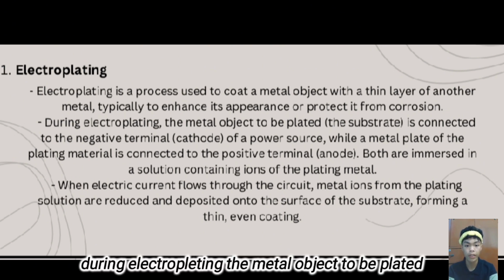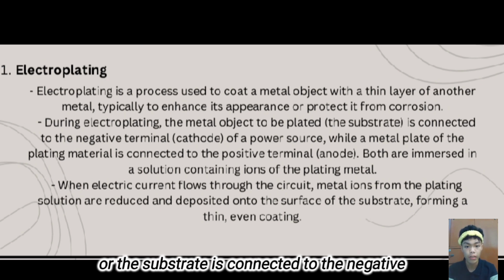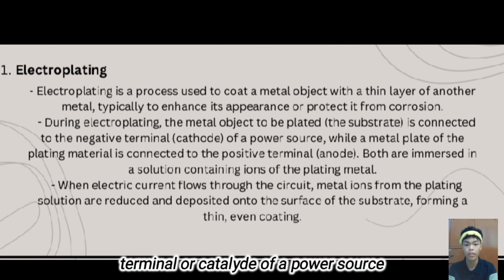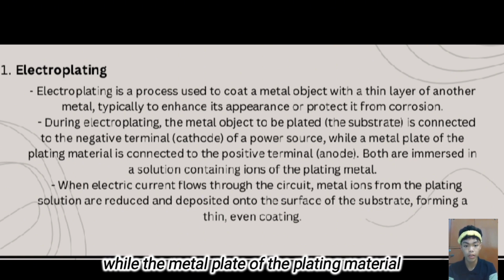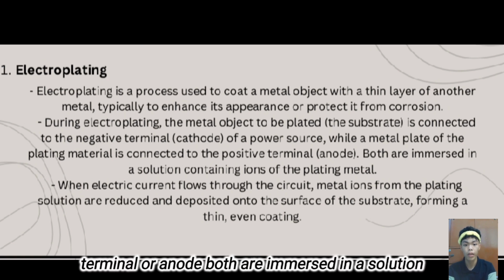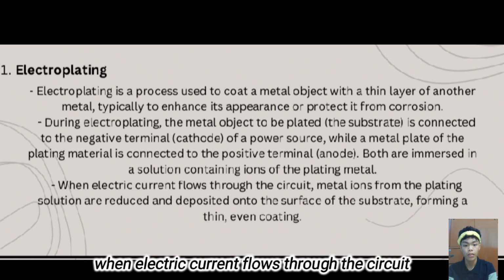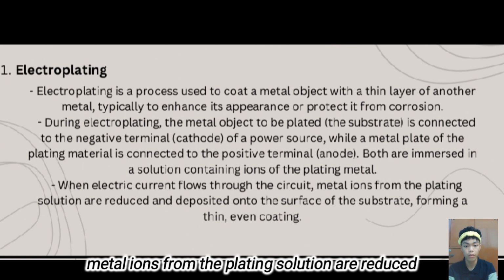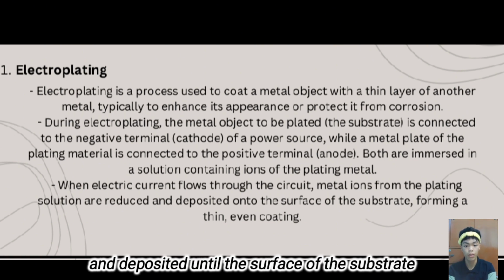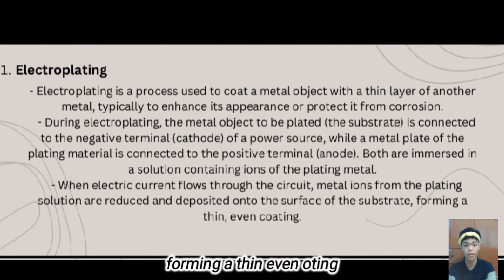During electroplating, the metal object to be plated, or the substrate, is connected to the negative terminal, or cathode, of a power source, while a metal plate of the plating material is connected to the positive terminal, or anode. Both are immersed in a solution containing ions of the plating metal. When electric current flows through the circuit, metal ions from the plating solution are reduced and deposited onto the surface of the substrate, forming a thin, even coating.